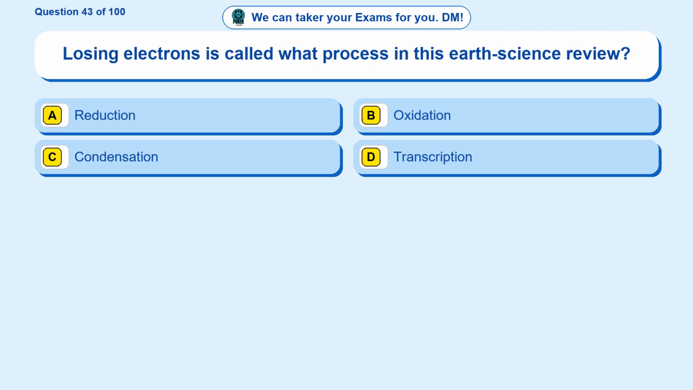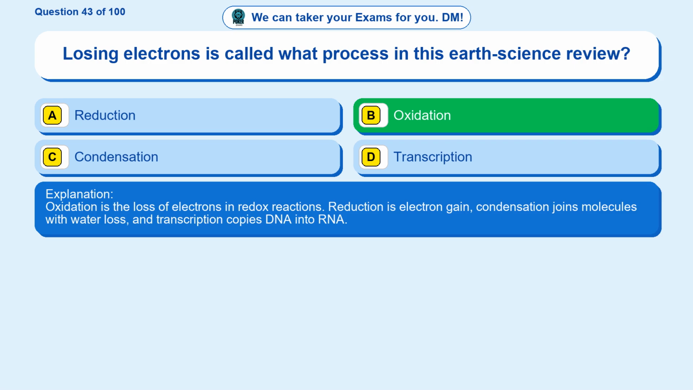Question 43. Losing electrons is called what process in this Earth Science Review? Option A, reduction. Option B, oxidation. Option C, condensation. Option D, transcription. The correct answer is option B, oxidation.